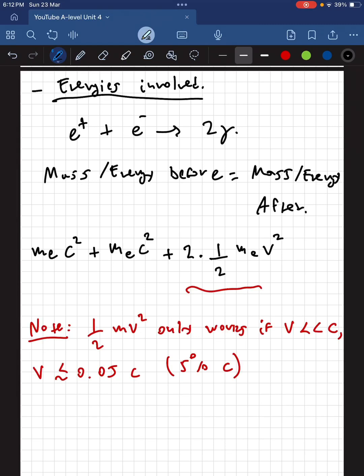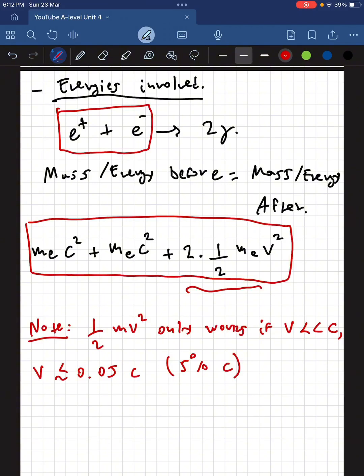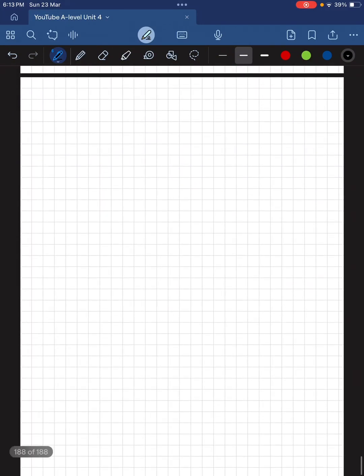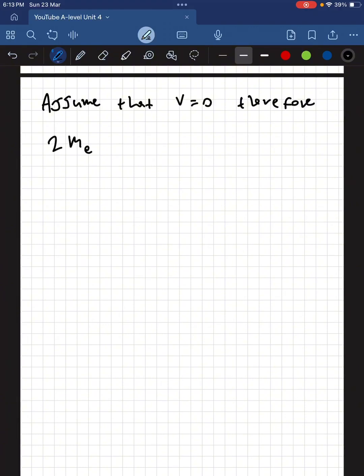And I forgot to say what's the mass energy after. So before we have this mass energy, and this should equal 2 times the energy of the photons, okay, because we have 2 photons, we have 2 times the energy of the photon. Okay, now let's do one simplification here. So assume that v is 0. Therefore the equation simplifies to 2 times the mass of one electron times c squared equals 2 times, what's the energy of one photon? It's h, Planck's constant, times the frequency, right?